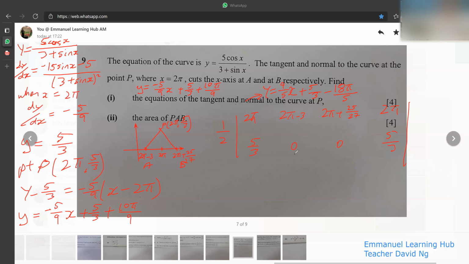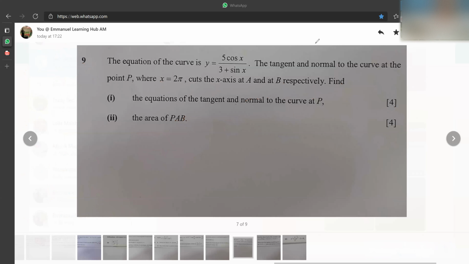You know this formula, right? To find area. Then you simplify, you will get 3 and 22/81 units square. You don't need me to show you how to expand all this, right? No need. You get this. Any questions? No question. I move on already.